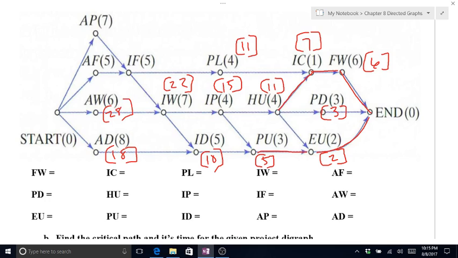You've got 2 lines, PL and IW, both lead back to IF. The biggest one is IW with 22, so that makes IF 27. IF leads back to AF, so that makes this 32. And IF leads back to AP, that makes that 34.